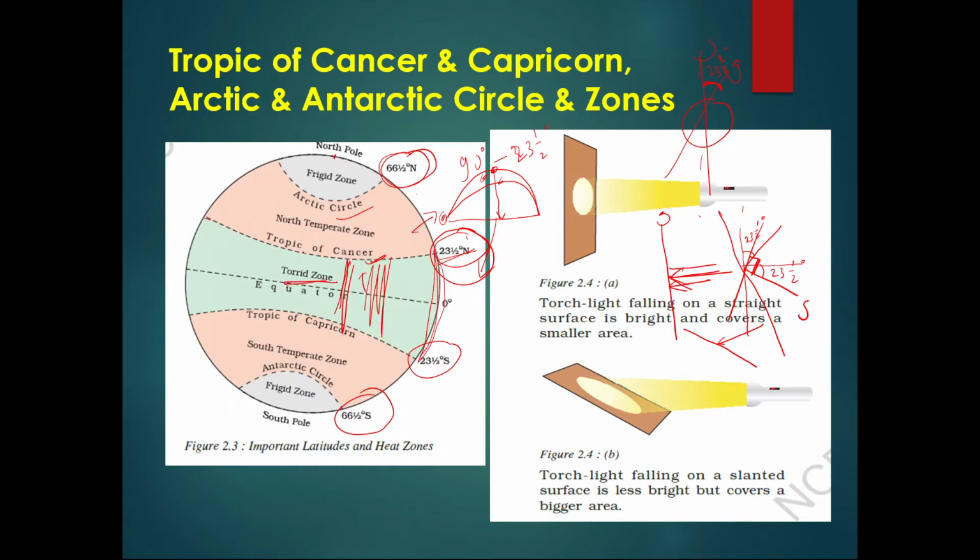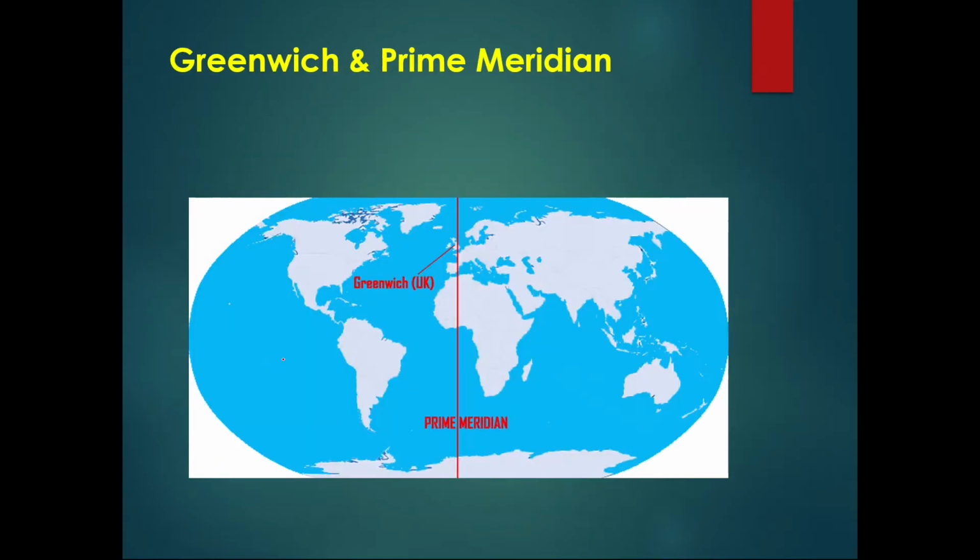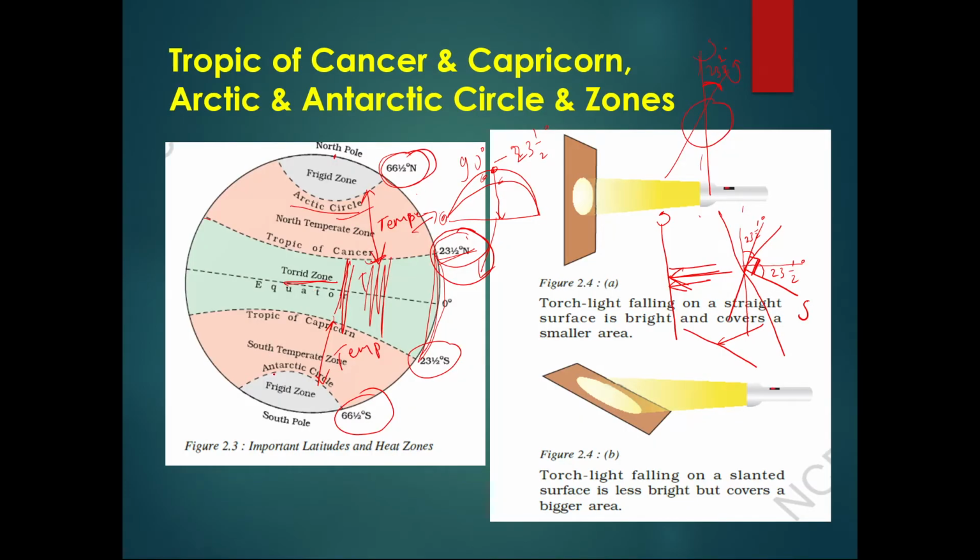And from the Tropic of Cancer to the Arctic Circle, this is the temperate zone, because the sun never goes overhead. And in this region also the sun never goes overhead, so this is the temperate zone. And from the Arctic and Antarctic Circle to the North and South Pole, in these regions the sun never goes beyond the horizon. So these regions get very little heat, and these regions are the frigid zone. So we have learned the Tropic of Cancer, Tropic of Capricorn, and Arctic and Antarctic Circle.